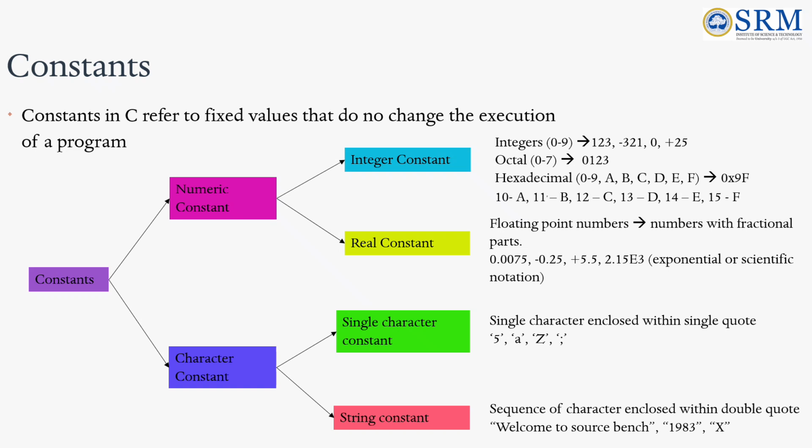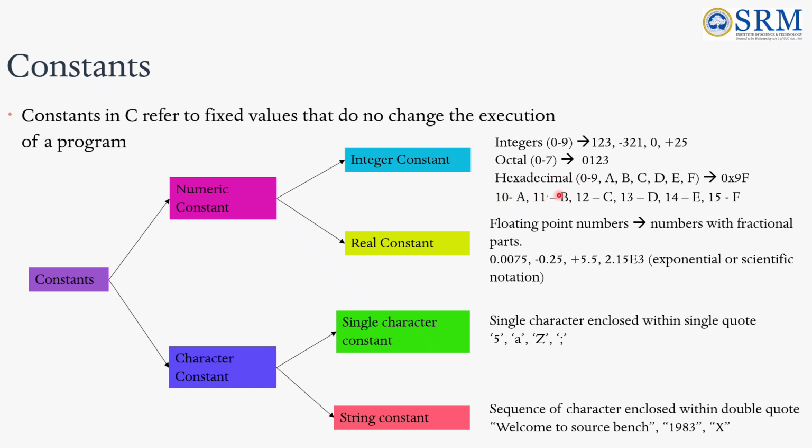Octal numbers are formed using digits 0 to 7. So here is an example, 0123. Octal numbers are differentiated from integer numbers using 0 at the beginning.